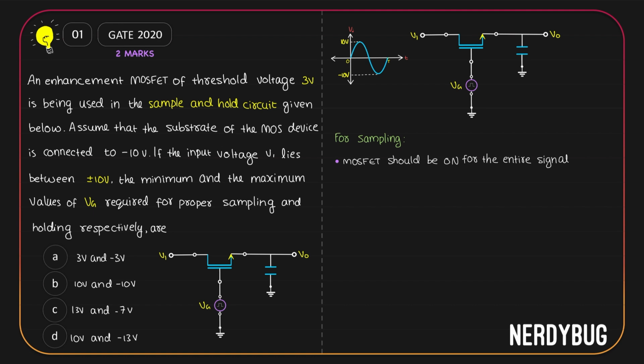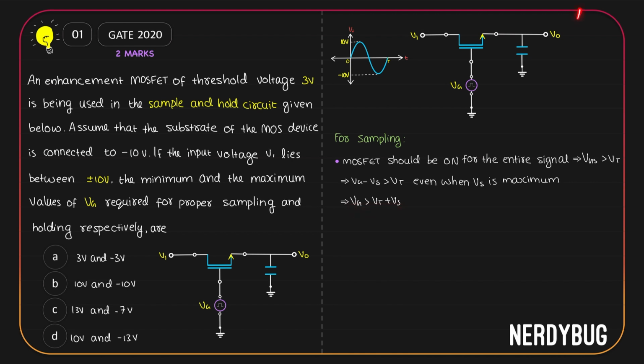The condition for the MOSFET to be on is that VGS should be greater than the threshold voltage. VGS is VG minus VS. So VG minus VS should be greater than the threshold voltage for the entire signal, even when the input has its maximum value. Even when Vs takes the maximum value and Vg minus Vs takes the minimum value, it should still be greater than the threshold voltage so that sampling can be perfect. Or we can write Vg should be greater than Vt plus Vs.